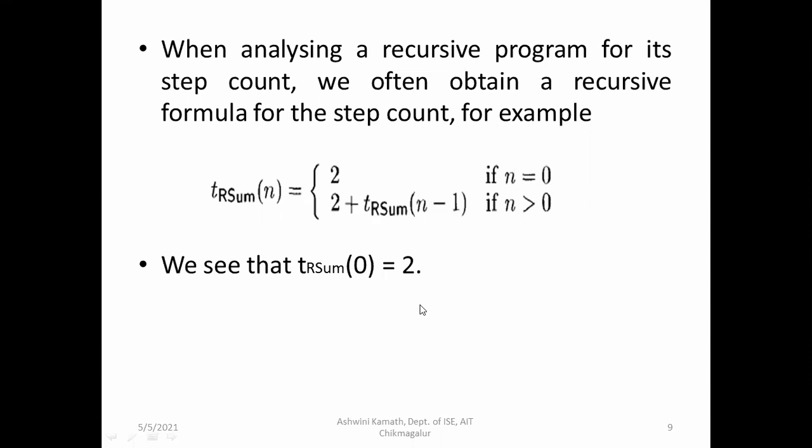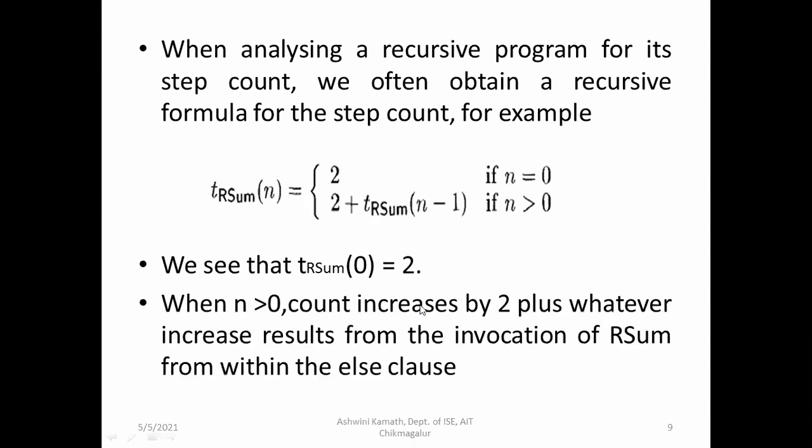Okay, we see that TRSum of 0 is equal to 2. You can notice with the recurrence relation, when n is greater than 0, count increases by 2 plus whatever increase results from the invocation of RSum from within the else clause.